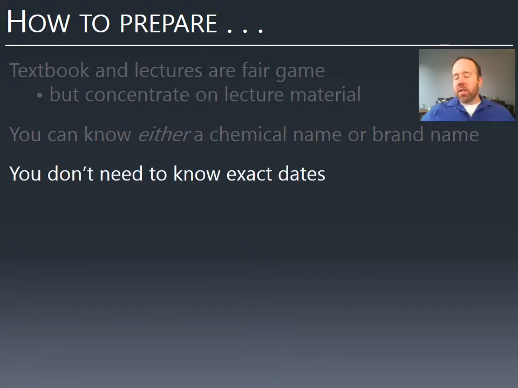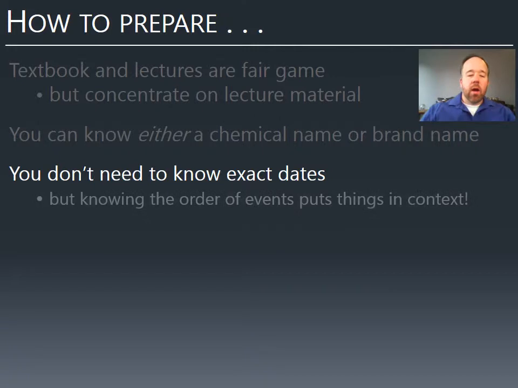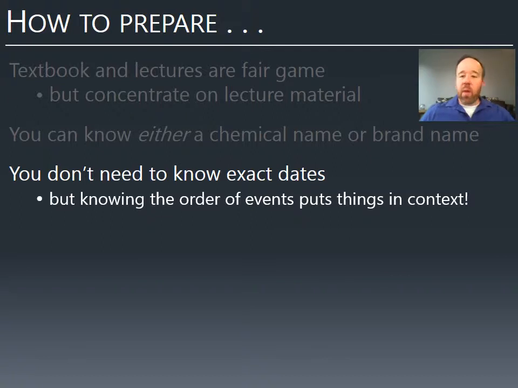You also don't need to know exact dates. So you don't need to know the range of dates during which the Opium War occurred. There were actually two. But it's good to know that the Opium War occurred in the 1800s before there were regulations on things like opiates. So knowing the events and the order they occur in helps put things in context. Everything sort of fits together.